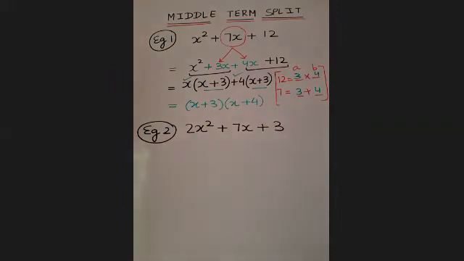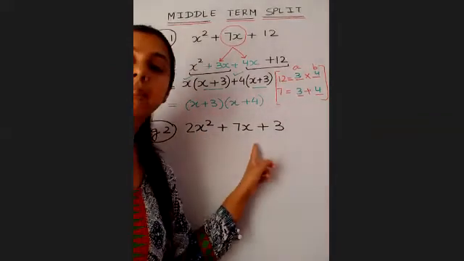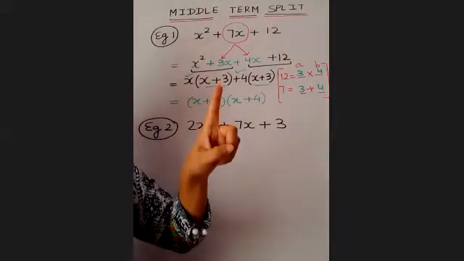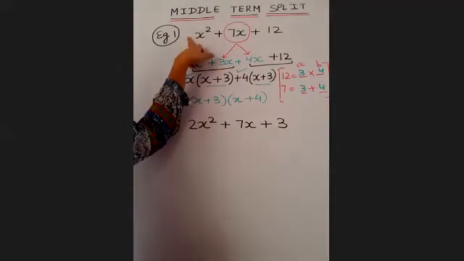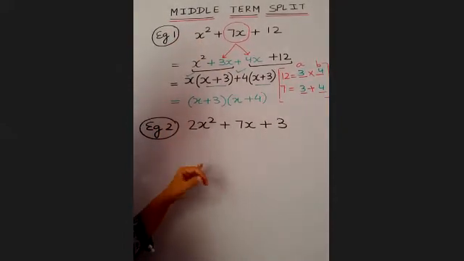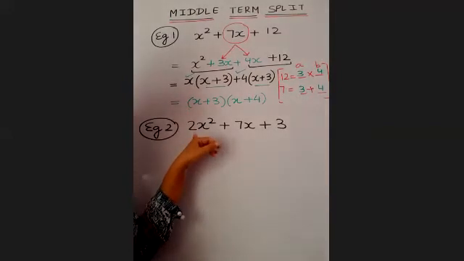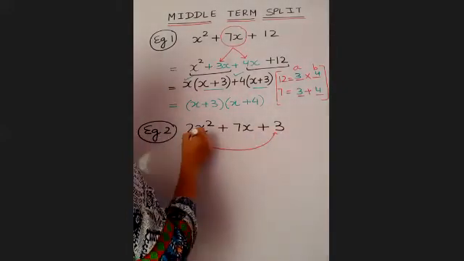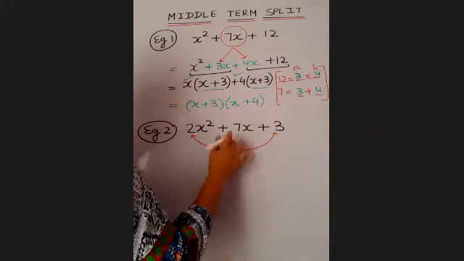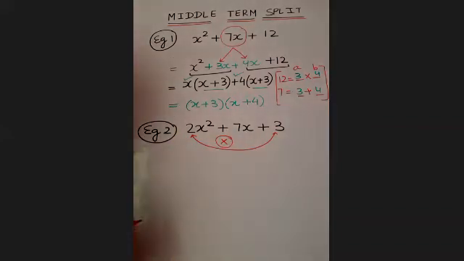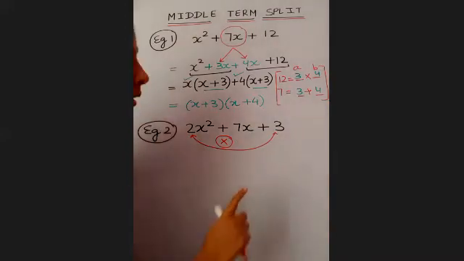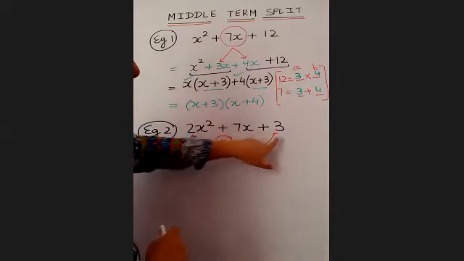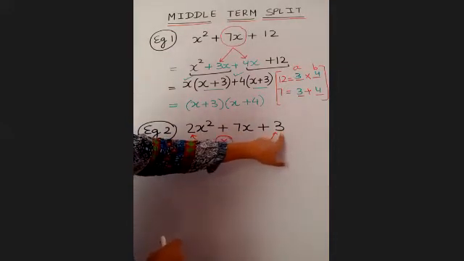Now, children, here we have 2x squared plus 7x plus 3. Please see, in the previous case, the coefficient of x squared was 1, so we didn't do anything about that. But here the coefficient of x squared is 2. And in such cases, you have to multiply it by the constant term. I'm repeating, when the coefficient of x square is not 1, but any number other than 1, it has to be multiplied by the constant term.